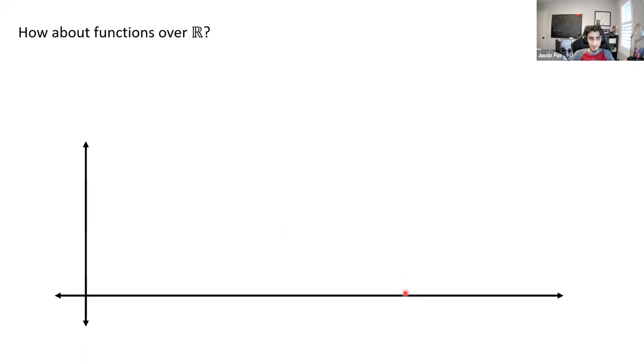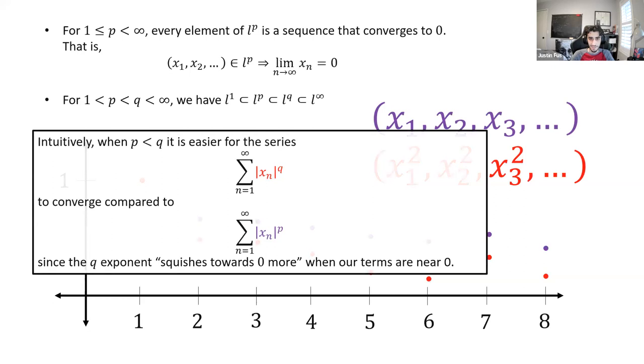All right, so how are we doing for questions? Why should the limit of xn converge to 0?